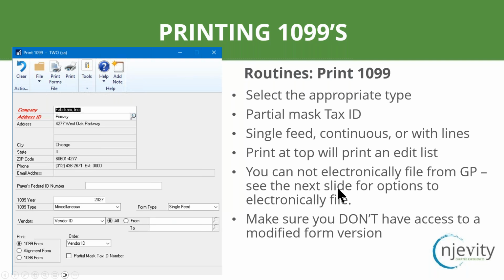You cannot electronically file from GP. You can only print forms, but we'll look on the next screen at a couple of different options for that. And the last one down here, really importantly, make sure you don't have access to a modified form version. So if you modified a 1099 form 5 years ago to sync up the alignment properly, and you still have access to that modified 1099 form, you are not getting access to any of the new form updates that Microsoft publishes each year with their year end. And we'll take a look at that here in a second. I'll kind of show you briefly how to look at that.